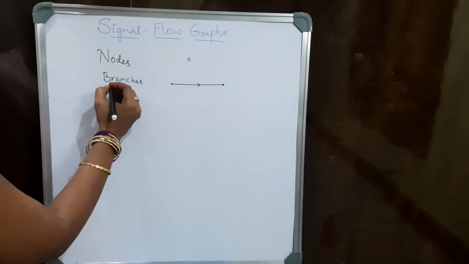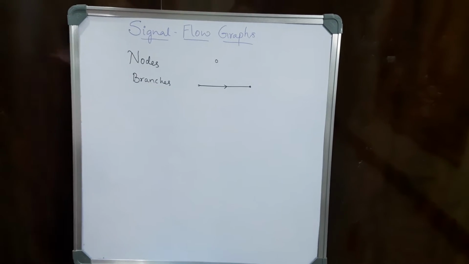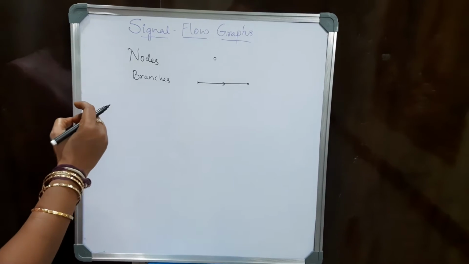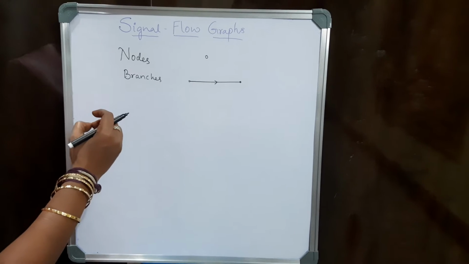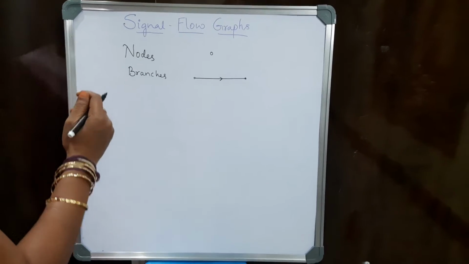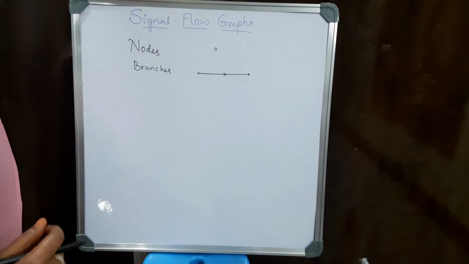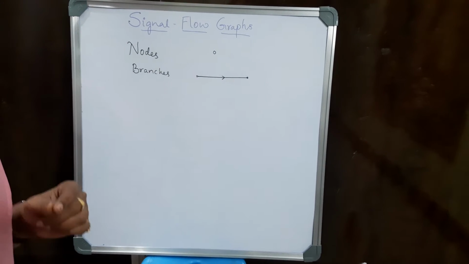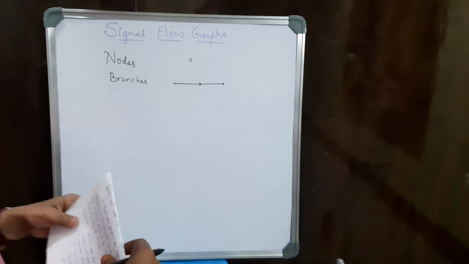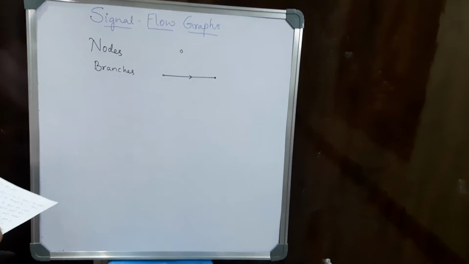Here in signal flow graph there are various definitions which will be helpful for us to find the transfer function. So in order to determine the transfer function of the given system using the signal flow graph method, we need to be familiar with these definitions. We can illustrate this by taking a suitable example.